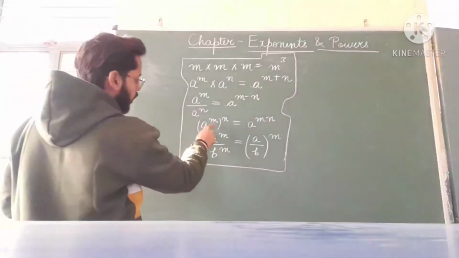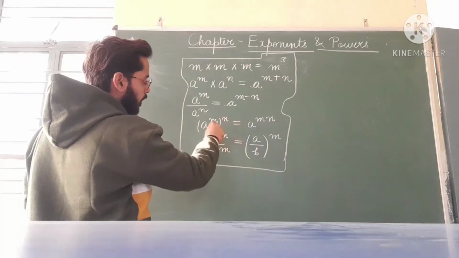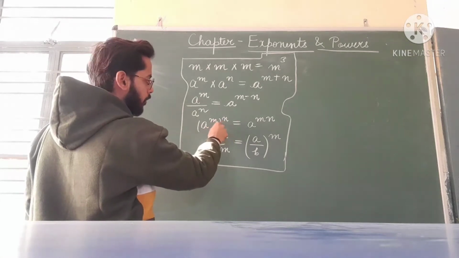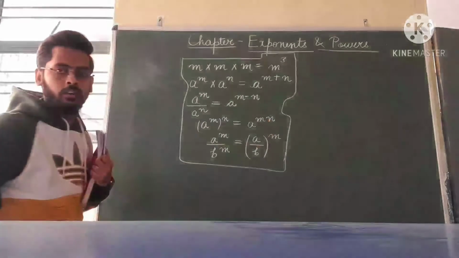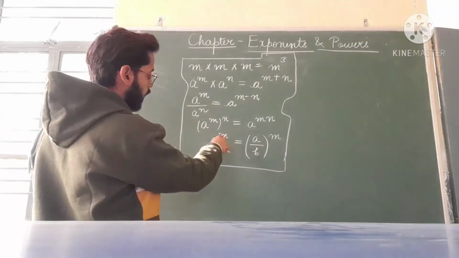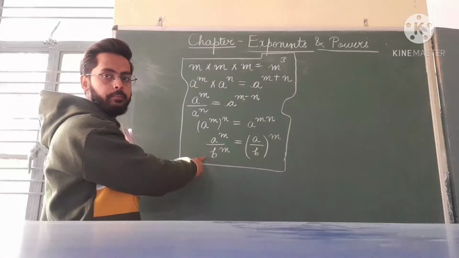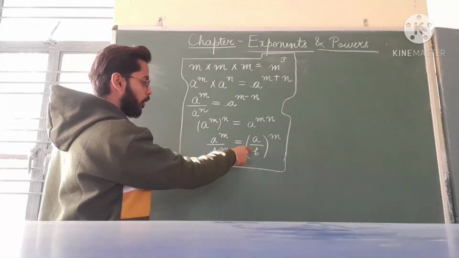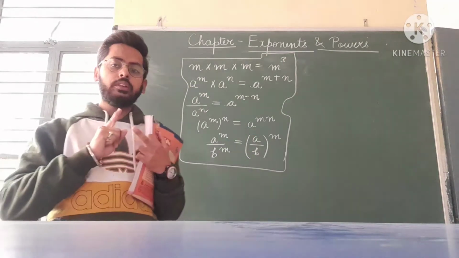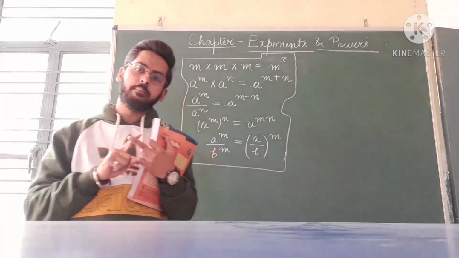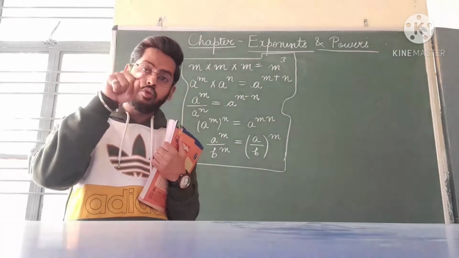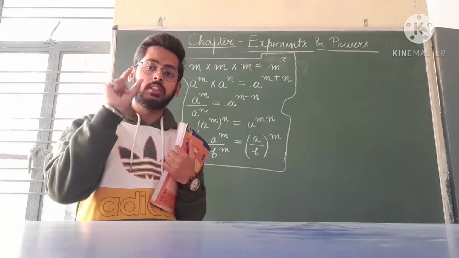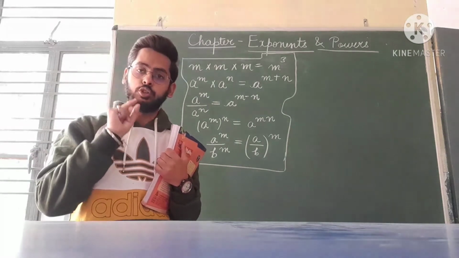Now, if a to the power m, to the power n, then these two powers will be multiplied by each other and will be considered as a to the power mn. The last one is a to the power m upon b to the power m is equal to a upon b, whole to the power m. If both numerator and denominator have the same power m, then both will be considered under a whole power m.